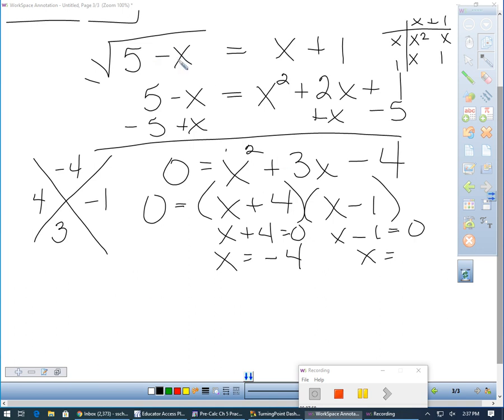Negative 4 goes in here. So I have the square root of 5 minus a negative 4 equals negative 4 plus 1. 5 minus a negative 4 is 9. The square root of 9 is 3. On the right-hand side, we have negative 4 plus 1, which is negative 3. Do those equal each other?